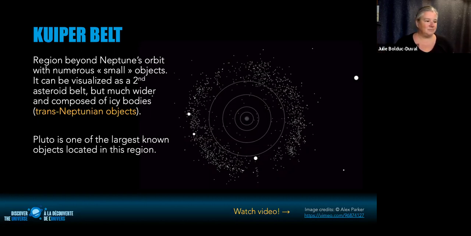I see a question here: are they water ice or other forms of ice? Different types of ice. So you're right, there's water ice. And usually when we say ice, we mean water ice, but there's methane ice, there's carbon dioxide ice, ammonia ice. So there's different types of ice that we do find on these bodies.